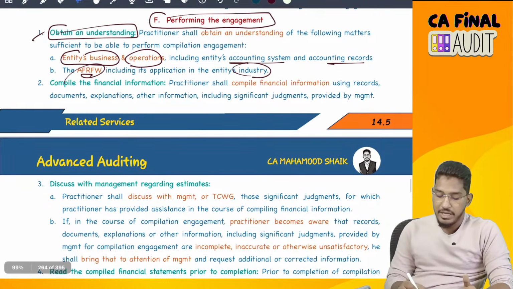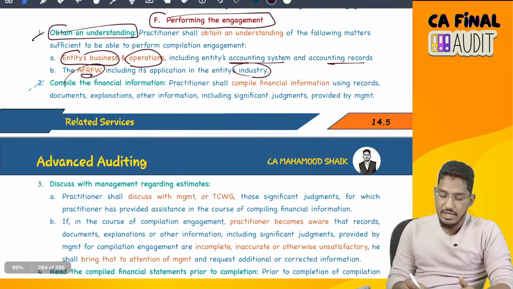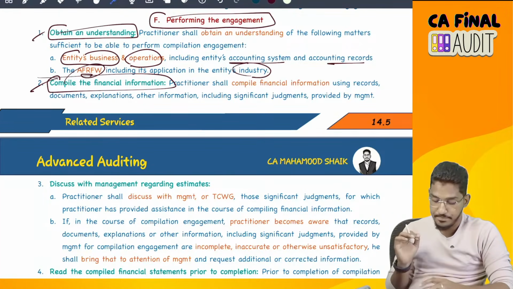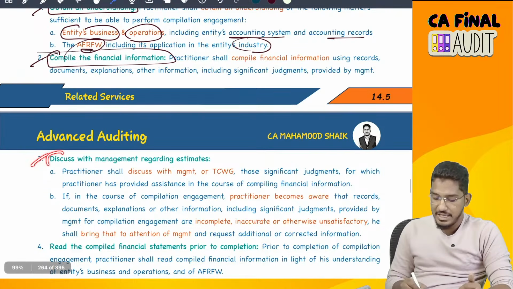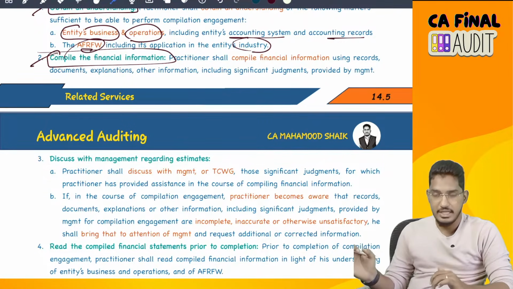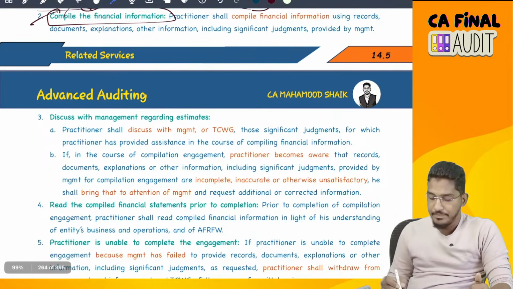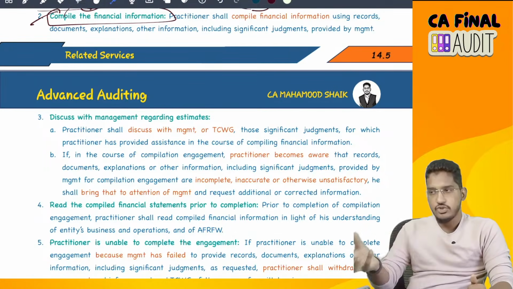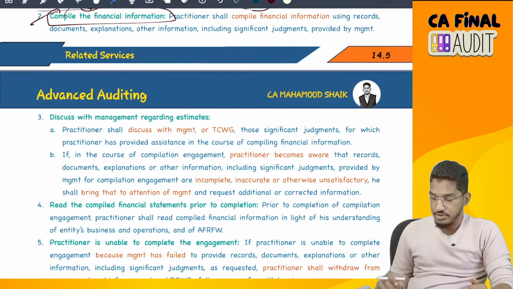And once you have obtained the understanding, then you have to start compiling the engagements. Now the actual compilation process will start, and you have to discuss with the management regarding estimates. As I have told, management is ultimately responsible regarding the estimates. So you have to go and tell them, sir, in these areas you have to make the decisions, you have to create the estimates, so make suitable assumptions.